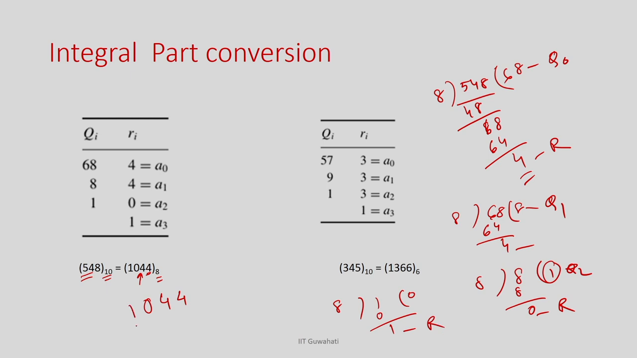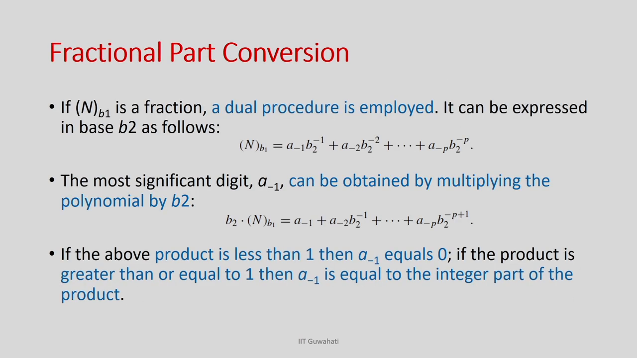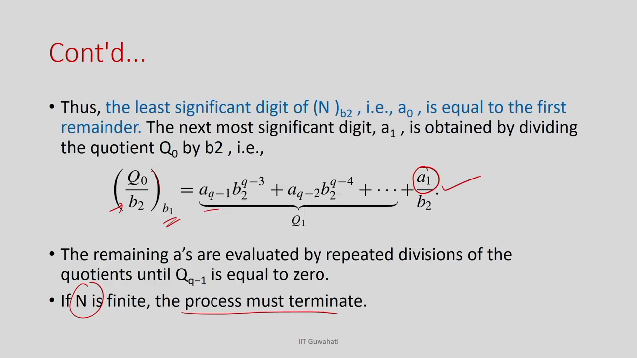So, this will be my remainder, and the process finishes because there is nothing left in the quotient. So, this number, if it is an integer in base 10, it is nothing but 1044 in base 8. Okay. There is one more example where I convert 345 in base 10 into base 6, where the number will become 1366. Okay. So, this is for the integer part, but there is also a fraction part.